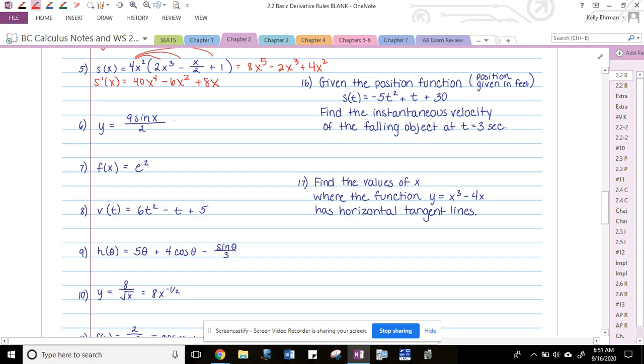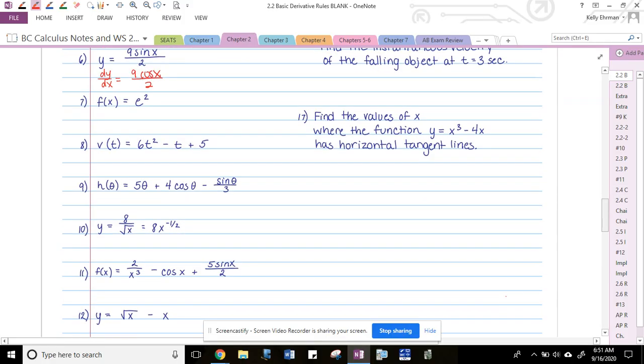The derivative of sine is cosine, so dy dx should be 9 cosine x divided by 2. Trying to trick you again. E in the math world is not a variable unless it's a word problem and you're told it's a variable, but this is a constant. The derivative of e squared is equal to 0. V prime of t should be 12t minus 1.